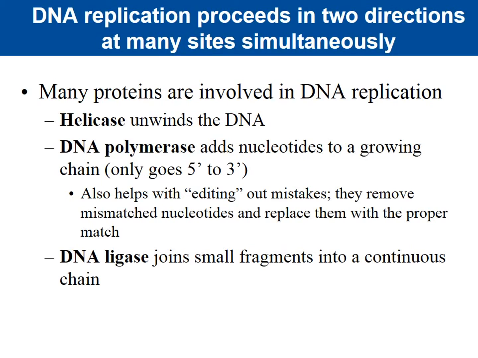Another important feature of DNA polymerase is that it helps with editing out mistakes. Basically, it's a proofreading enzyme. It's going to recognize if it makes a mistake during replication and hopefully repair it. And if it doesn't repair it, that's when you get mutations. And we'll talk a lot more about mutations later on.